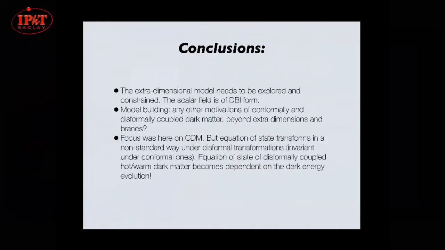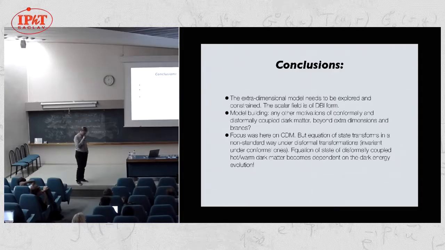Now, I mentioned that there's a motivation coming from extra dimensions. But what we have done is not actually looking at that model. That will be the next part. And one of the differences is that the scalar field actually does not have a standard kinetic term. It's a DBI field. So in this case, and Nelson has actually shown the plot, the equation of state for dark matter is the one which is on the brane.